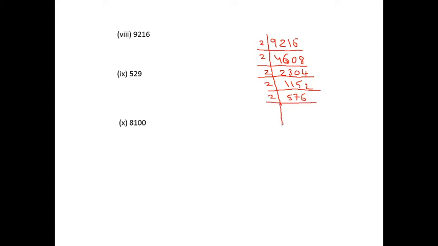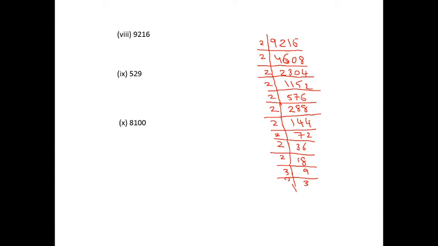Again 2, 2 2 is 4, 2 8 is 16, 2 8 is 16. Again 2, 144. Again 2, we have to write 72. Again 2, 36. Again 2, 18. Again 2, 9. Again 3, 3. Again 3, 1. So how many times am I writing?